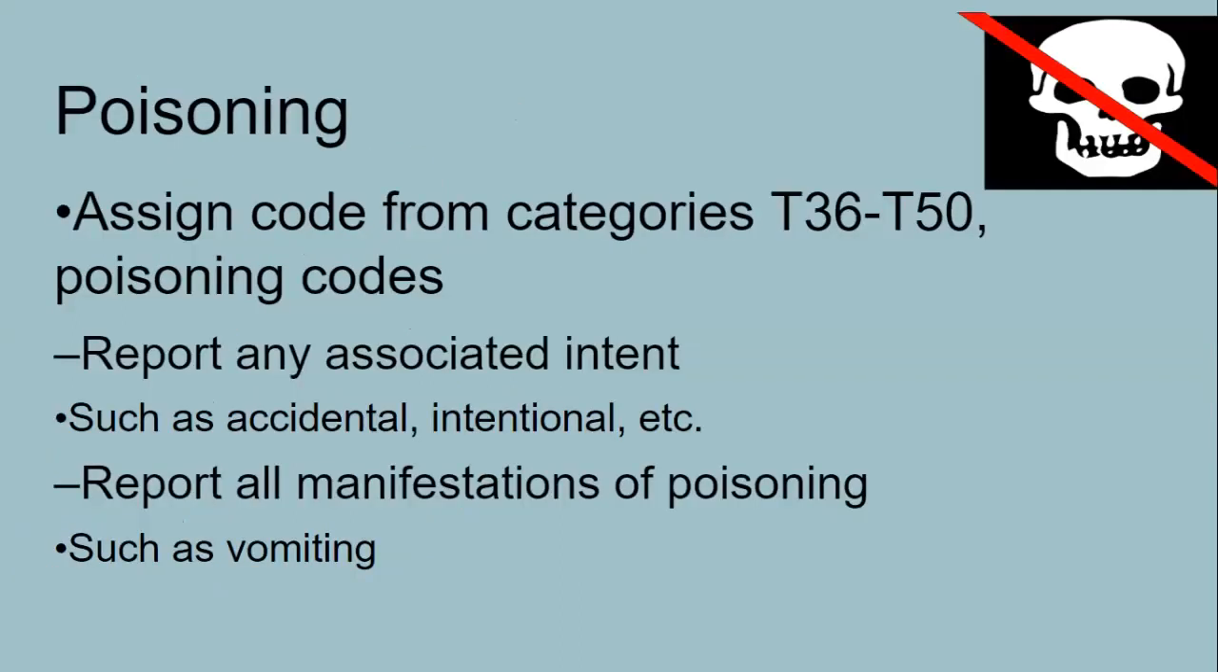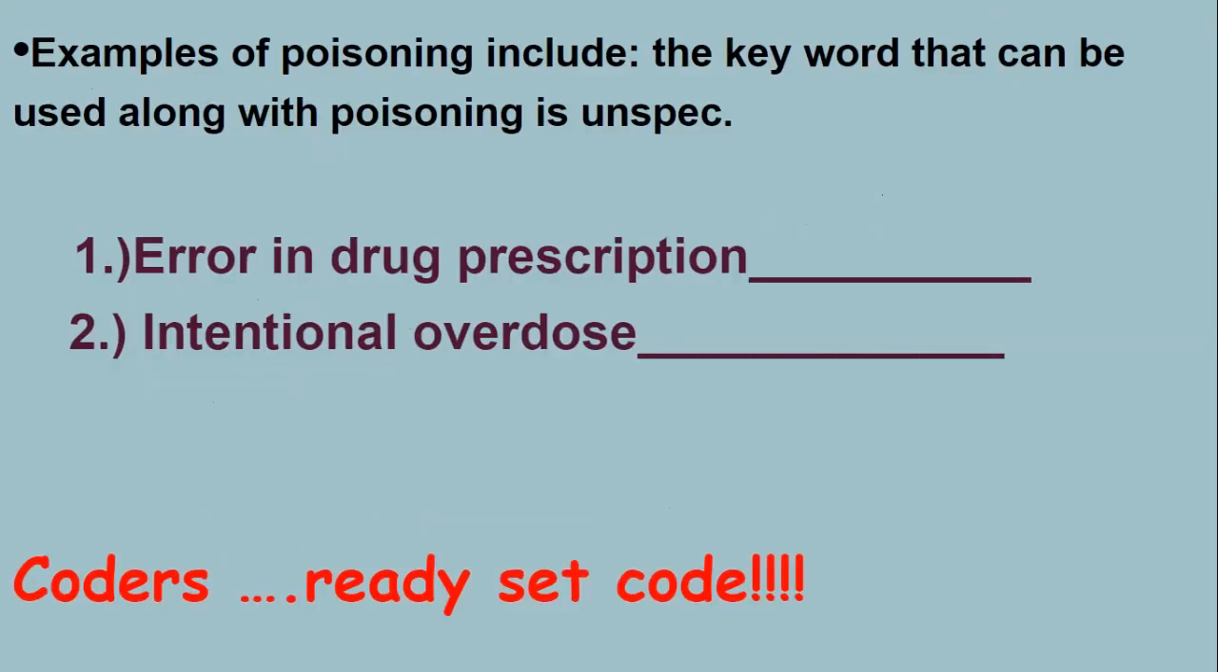Poisoning. Assign a code from categories T36 to T50, poisoning codes. Report any associated intent such as accidental, intentional, etc. Report all manifestations of poisoning such as vomiting. Examples of poisoning include the keyword that can be used along with the poisoning, unspecified.